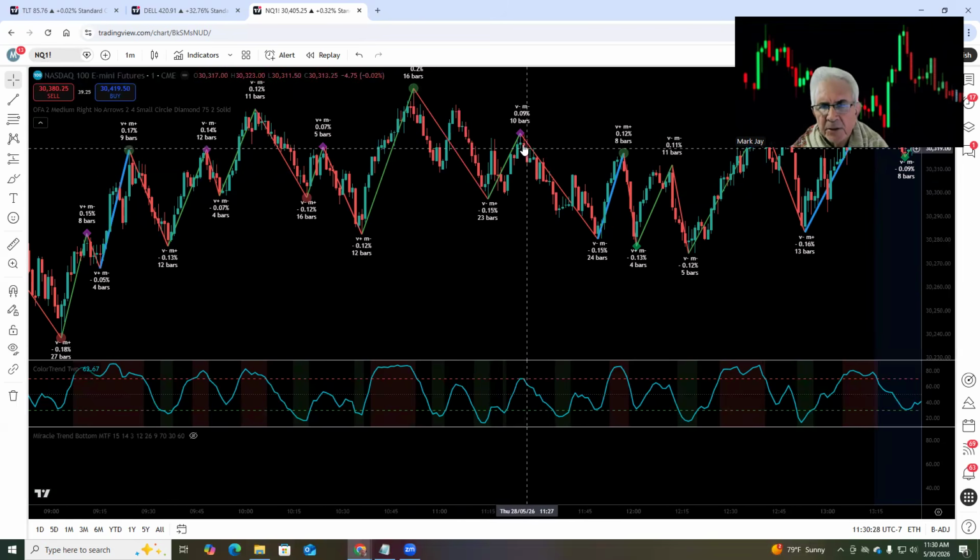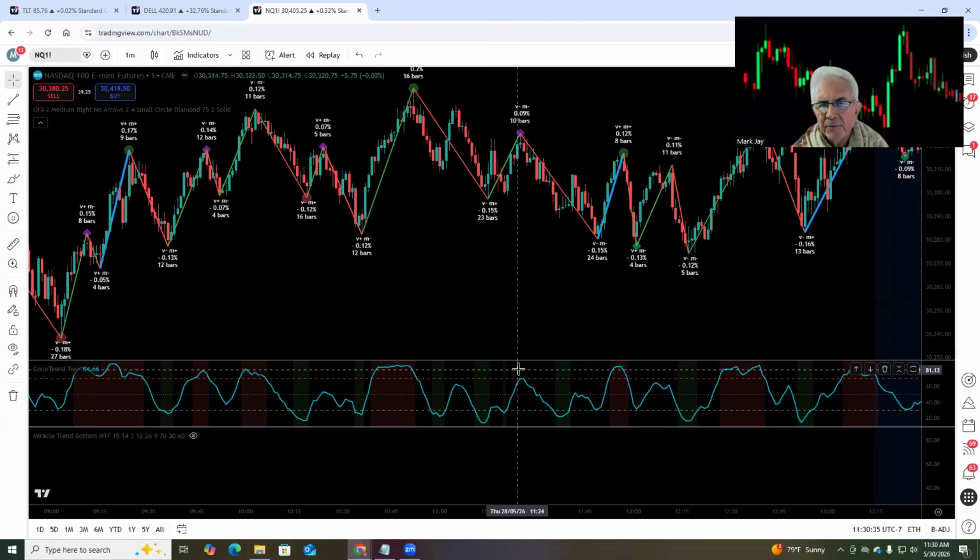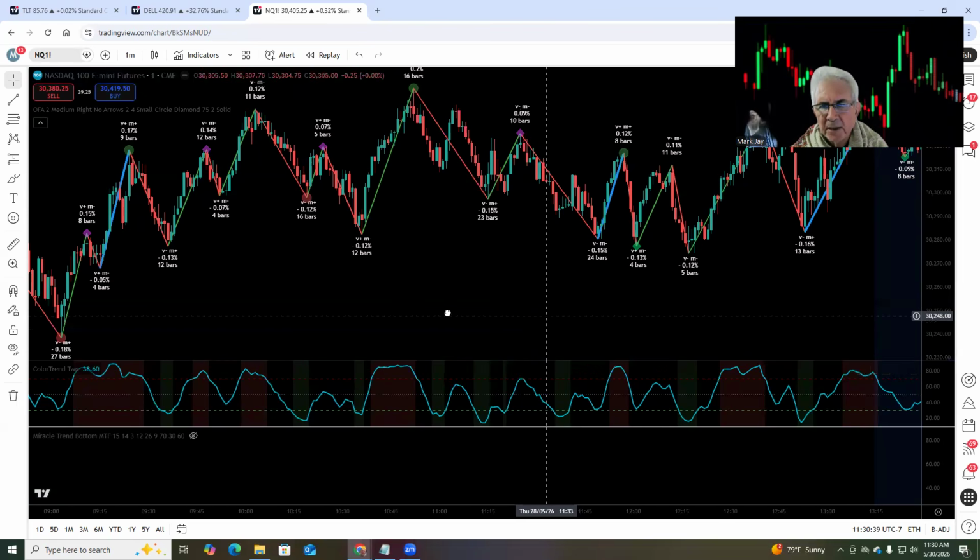And this here is a diamond that occurred. Now we got a nice movement down, but we didn't get the confirmation from our oscillator. So I didn't take that trade.